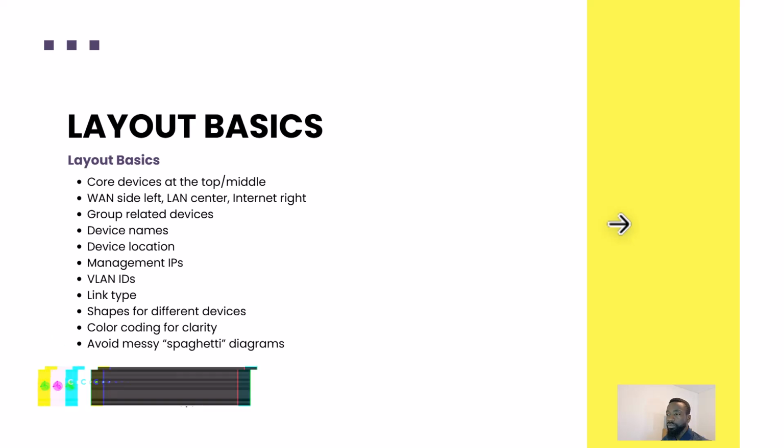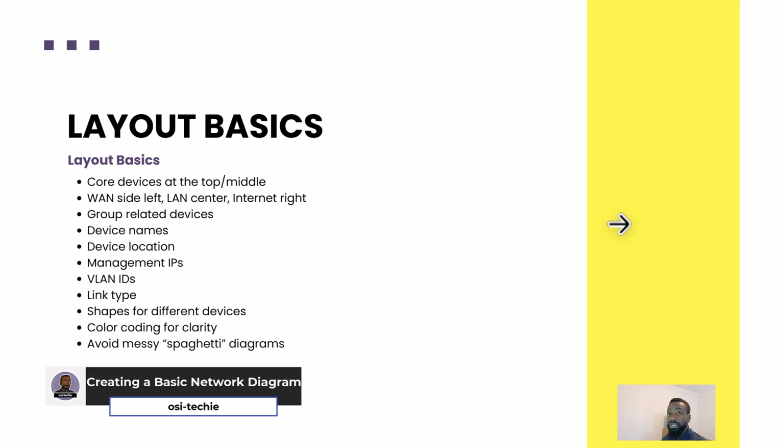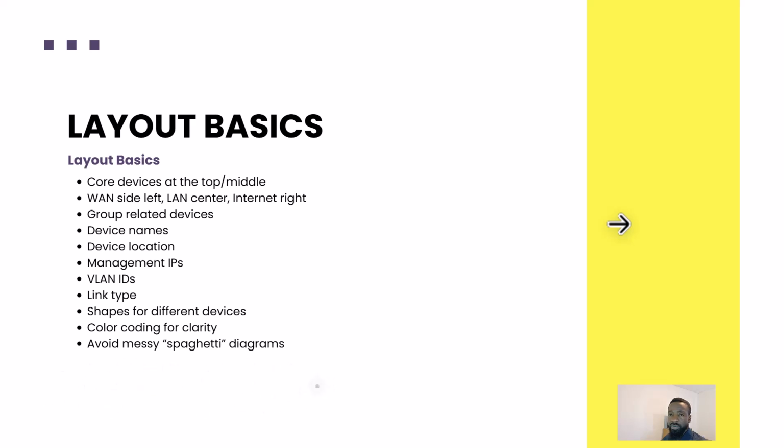Shapes for different devices: use industry standard shapes. Routers are typically round with the arrows facing in and out. Switches are usually rectangular or square with the arrows facing left and right. So use industry standard depictions of the devices in your environment.